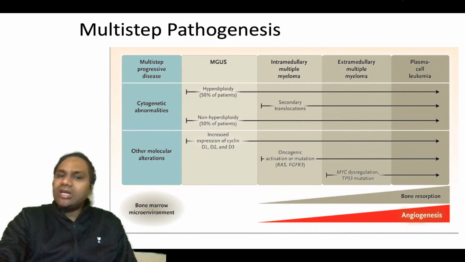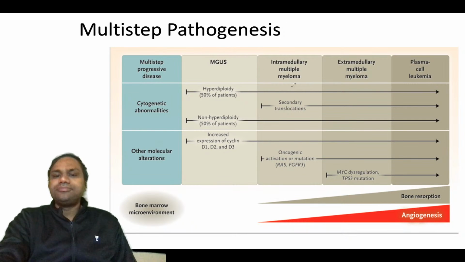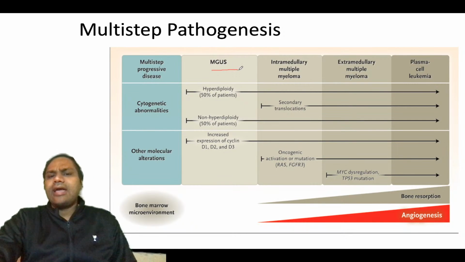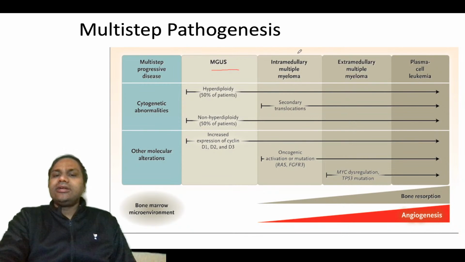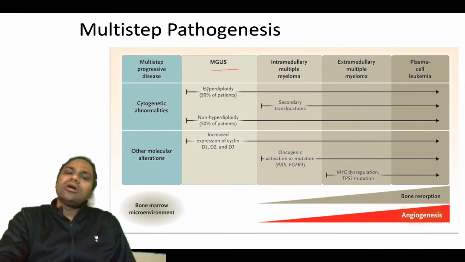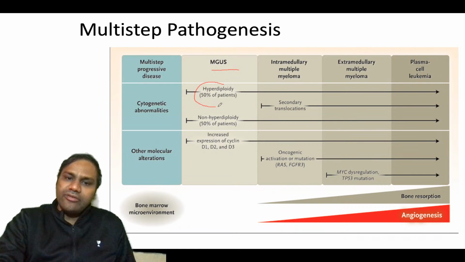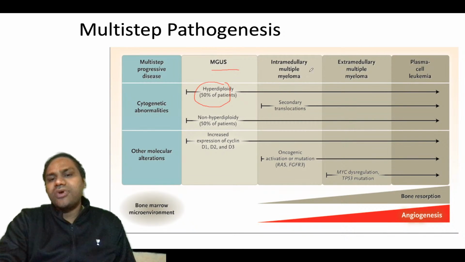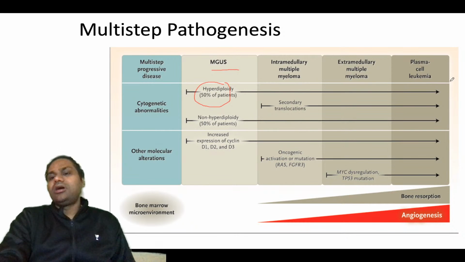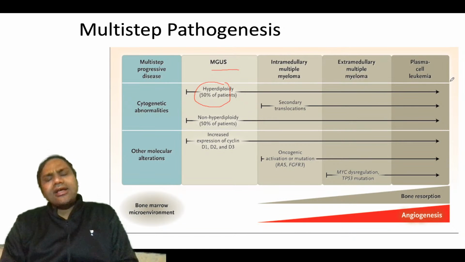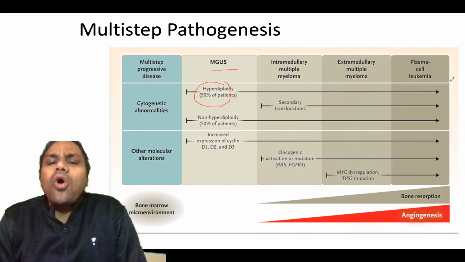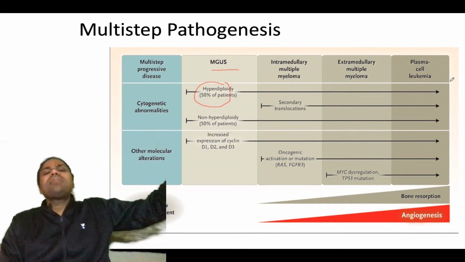There are multiple steps in the development of multiple myeloma, as we have talked about: MGUS, monoclonal gammopathy of uncertain significance, then intramedullary and extramedullary multiple myeloma, and plasma cell leukemia. Remember, they start with hyperdiploidy. Hyperdiploidy is found in the complete pathway. More than 90 to 95 percent of multiple myeloma, almost all of it, comes via MGUS.